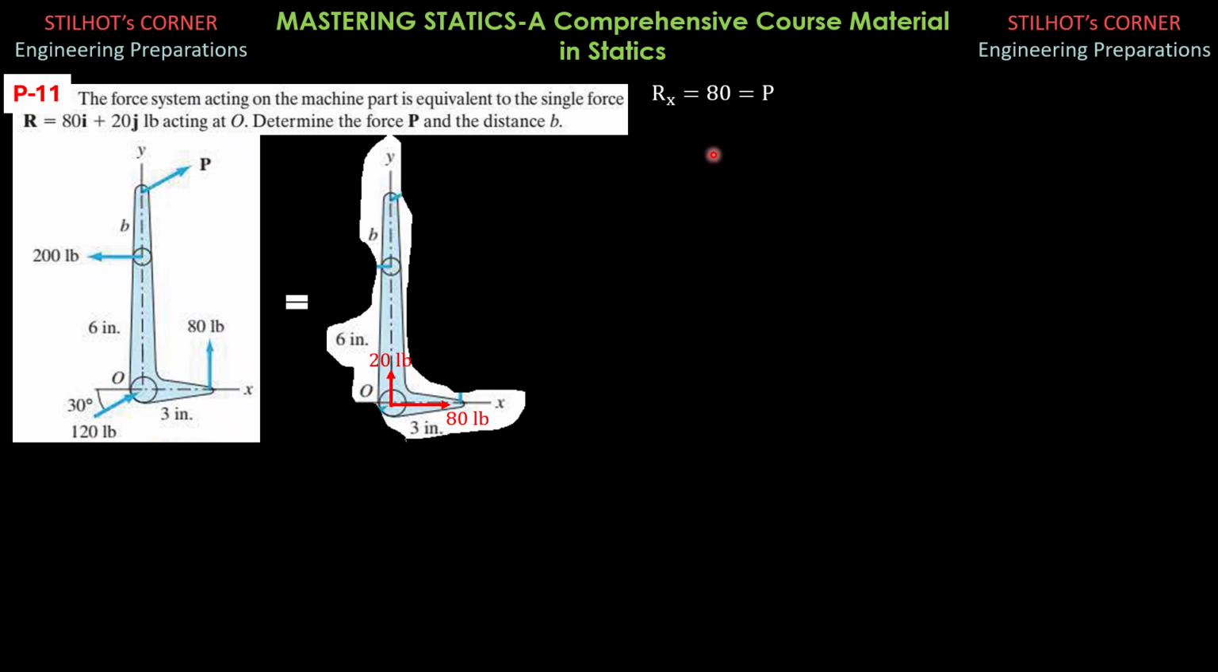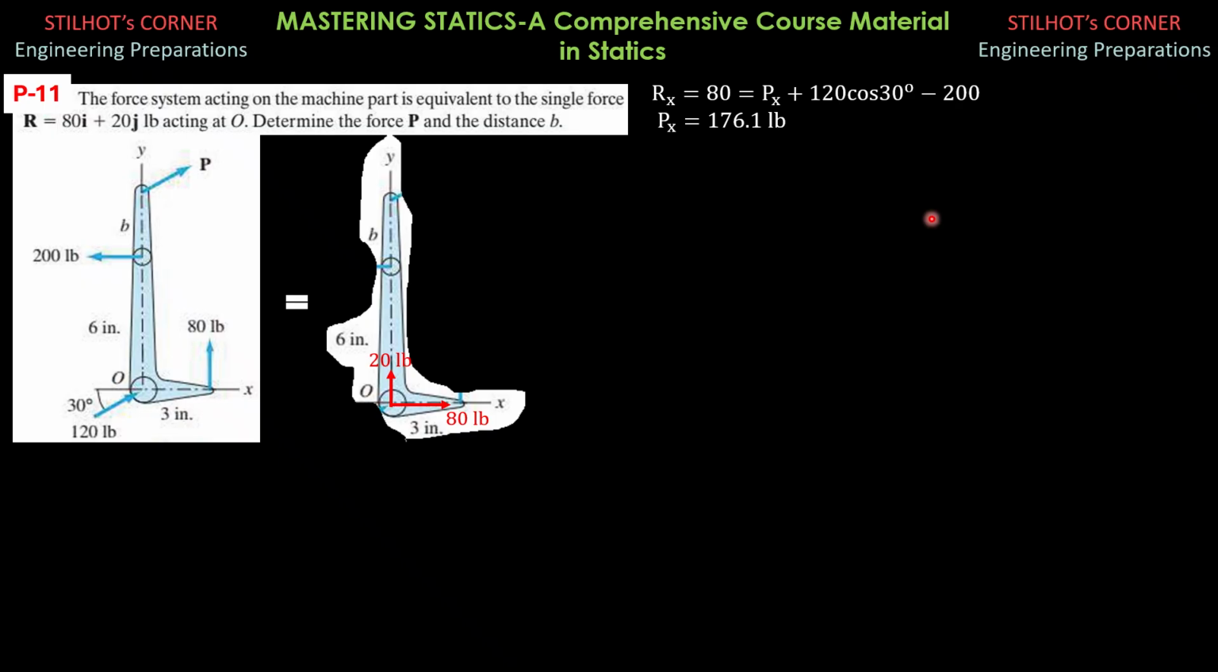So Rx is 80, as mentioned here, and it is equal to the x component of P, which is Px, minus 200, then plus 120 cosine 30. Simplifying, Px is equal to 176.1 pounds.